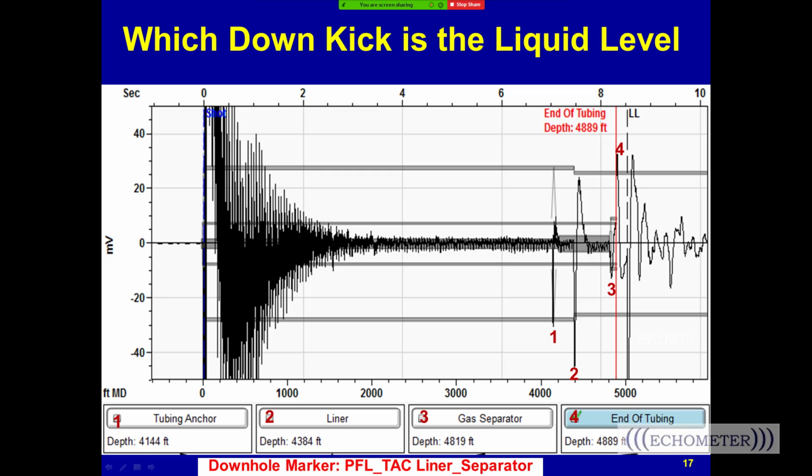And so we have tubing anchor, liner top, oversized gas separator, end of tubing, and liquid level. And this is probably a repeat echo fluid right there. All right. There's our depth liquid level of 5,021 feet. So the overlay helps a lot to be able to figure out complicated anomalies, the downhole markers, changes in cross-sectional area in your wellbore.